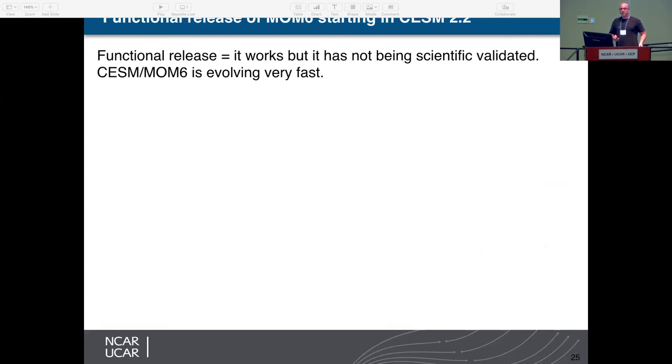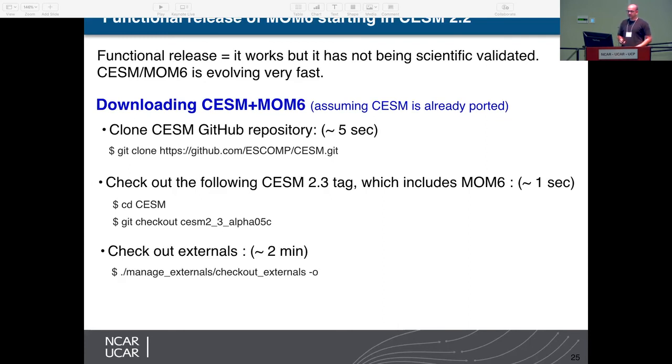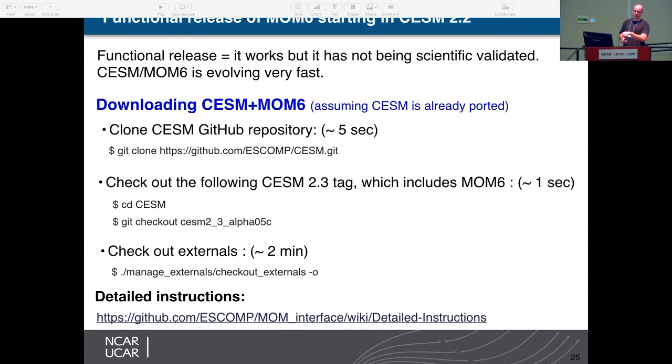We have a functional release of MOM6 starting with CESM 2.2. And by functional, we mean it works, but it has not been scientifically validated. I'm listing here the steps that you need to follow if you would like to start running MOM6 within CESM. On Cheyenne, that will be straightforward, and these instructions here are meant to work on Cheyenne. You can go on your own and try to reproduce what's in here. I also put a link here to a full detailed description of how to do that. Again, do that on your own. If you have any questions, please feel free to reach out to me.